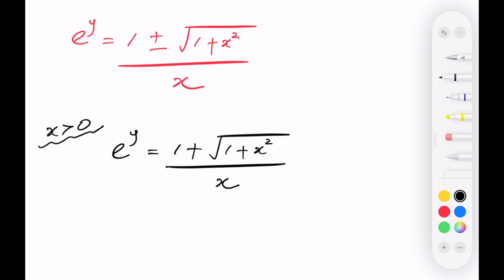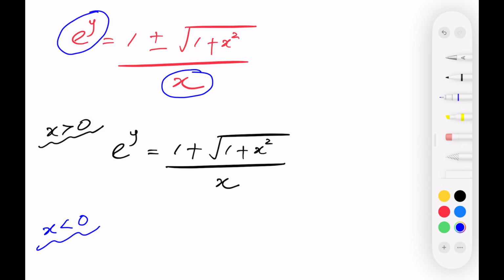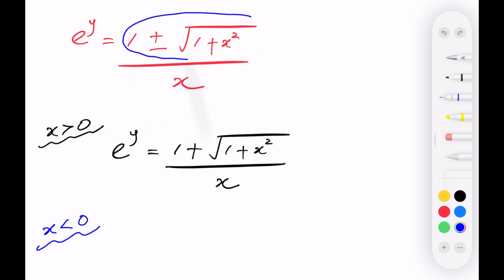Next, we will see the case where x is negative. If x is negative, then we know that the denominator is negative. However, it is still e to the y equals. E to the y is always positive only because e is a positive number. So e to the y for all values of y should be positive. Now, when x is less than 0, because the denominator is negative, I need the numerator also to be negative. Then only negative divided by negative will become a positive value.